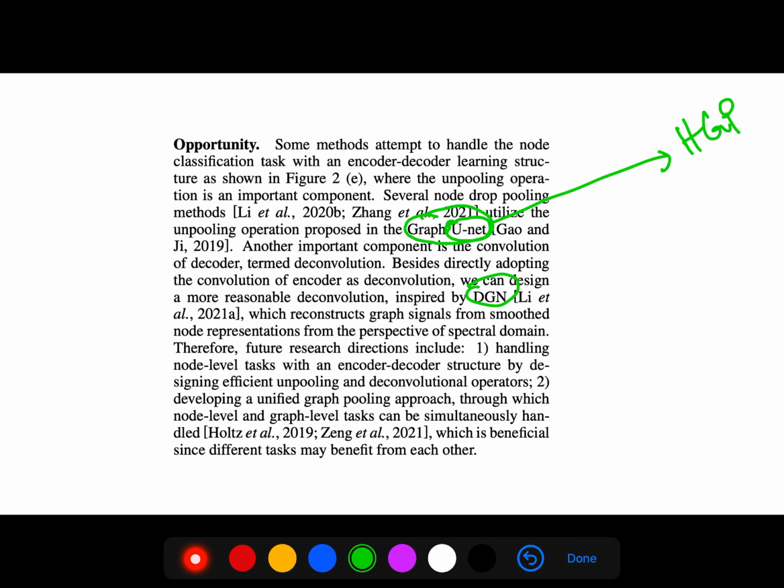Thus, future research directions include handling node-level tasks with an encoder-decoder structure by designing efficient unpooling and deconvolutional operators, and developing a unified graph pooling approach through which node-level and graph-level tasks can be simultaneously handled, which is beneficial since different tasks may benefit from each other.